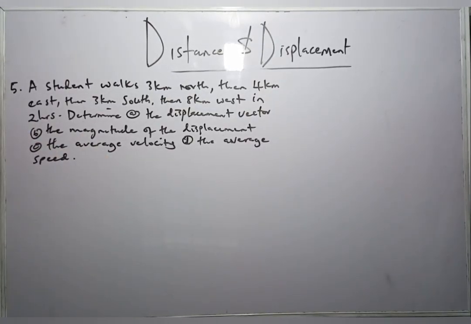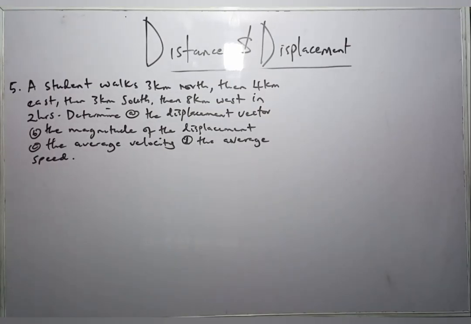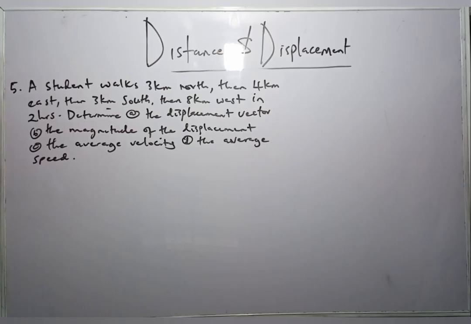A says you should find the displacement vector. B, the magnitude of the displacement. C asks you to calculate the average velocity, and the last one asks you to calculate the average speed. So you can pause this video, write this question, and try if you can solve it. And anywhere you're having any difficulty, take the video back, rewatch again, and then come back to this question. You'll be able to solve it.